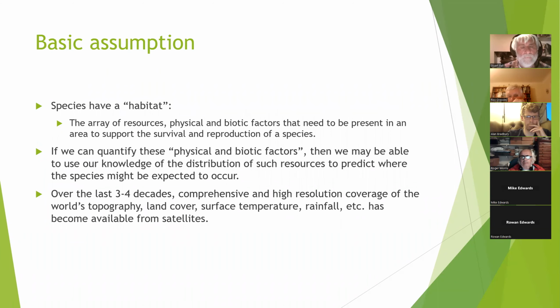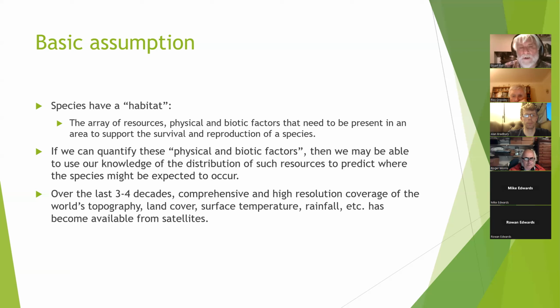So the basic assumption behind it really is that species have a habitat. And you can define a habitat as the array of resources, both physical and biotic, that need to be present in an area to support the survival and reproduction of the species. And if you can quantify these physical and biotic factors, then there's the possibility you can use the knowledge of the distribution of those resources to predict where the species might be expected to occur.